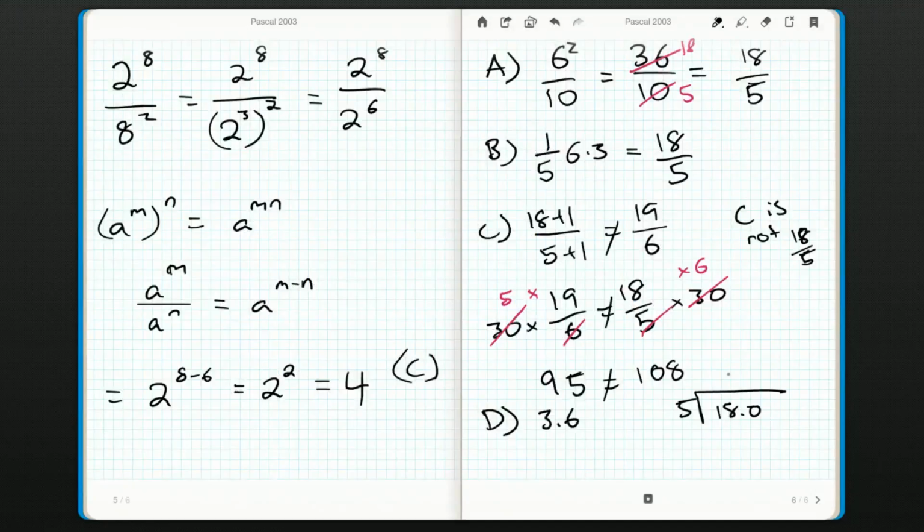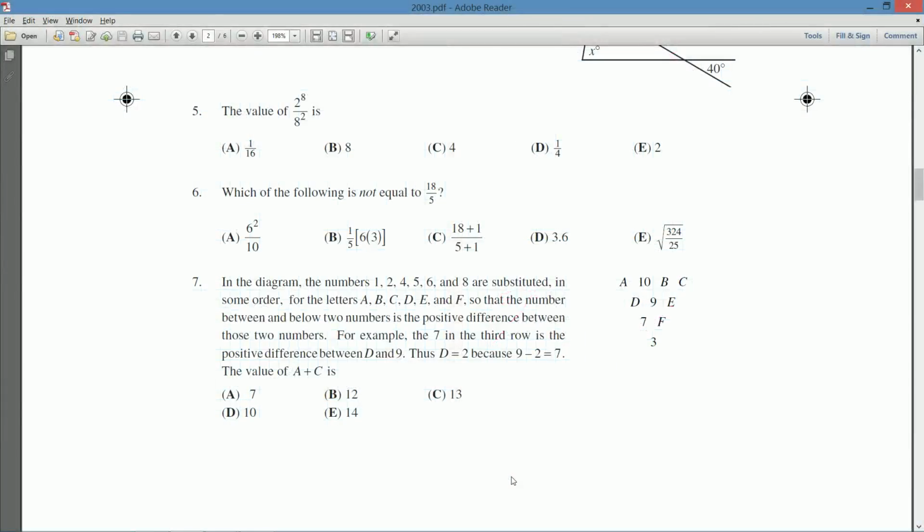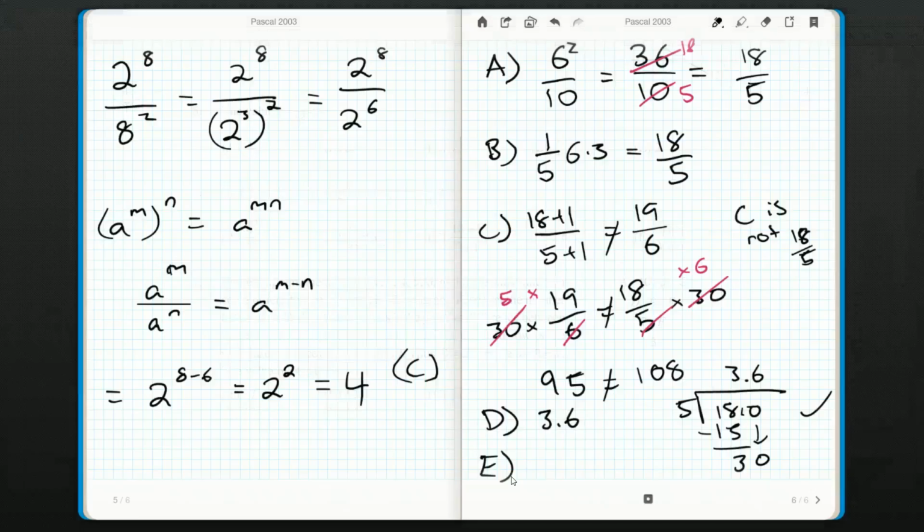5 goes into 18 3 times. We got 15 here. Bring down a 3. The 0 comes down. How many times does 5 go into 36? We got a decimal there. So this one is actually equal to 18 over 5. Another way we could do that is we could see 3.6, that's 36 over 10, but we already dealt with 36 over 10 in the very first expression. And the last one there, square root of 324 over 25.